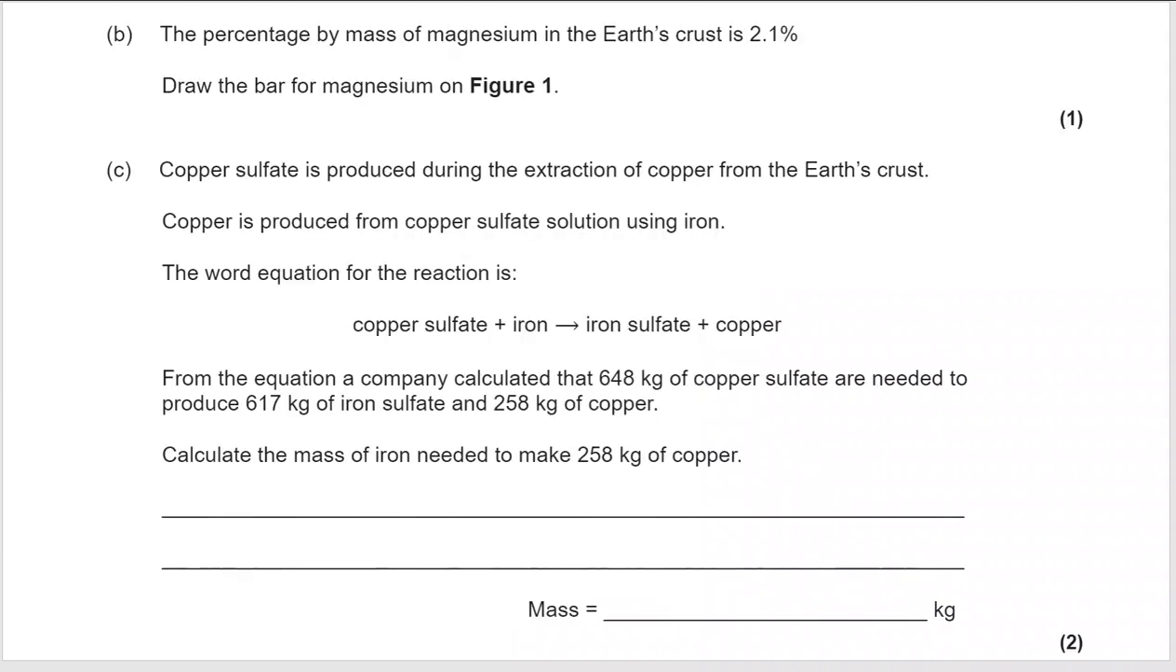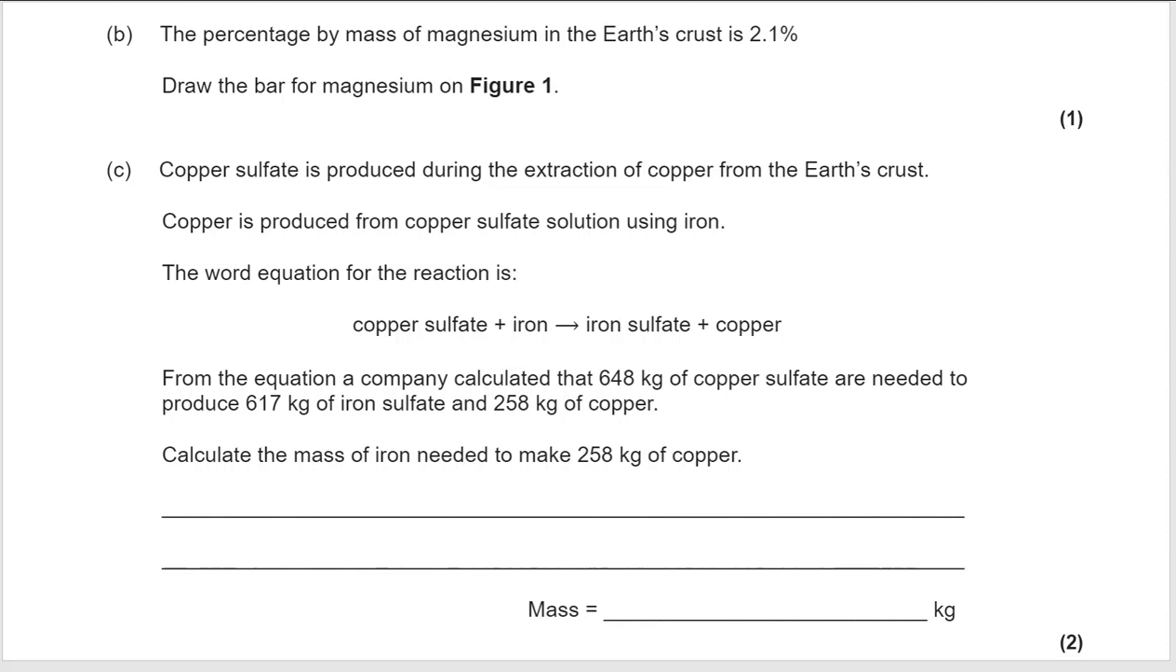Going back to the question, we've got part C. Copper sulfate is produced during the extraction of copper. There's a lot of information here, and I'm going to use colour coding to help highlight how we're going to do it. So from the equation, we've got copper sulfate and iron making iron sulfate and copper. We know how much copper sulfate we started with, and we know how much iron sulfate and copper we ended up with. To find out the mass of iron needed, we need to remember the law of conservation of mass.